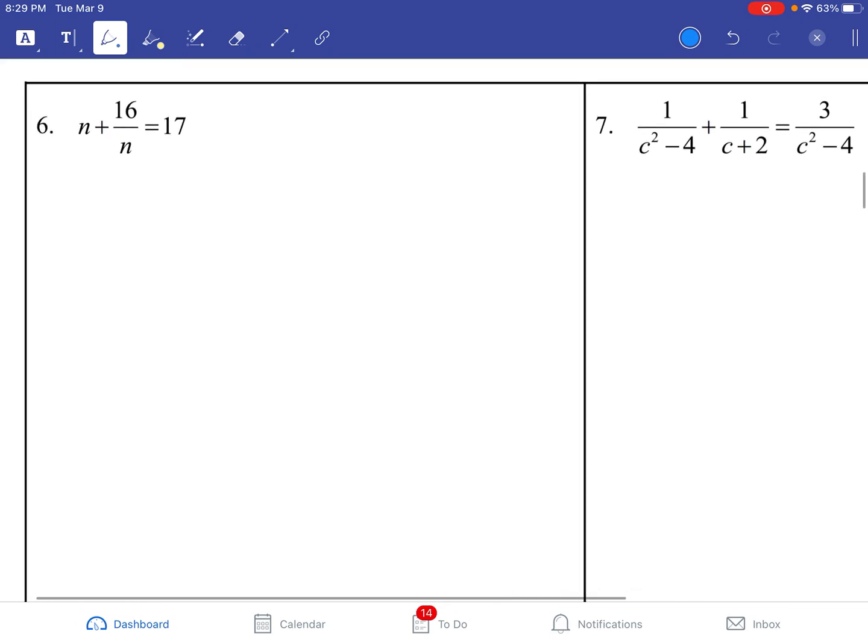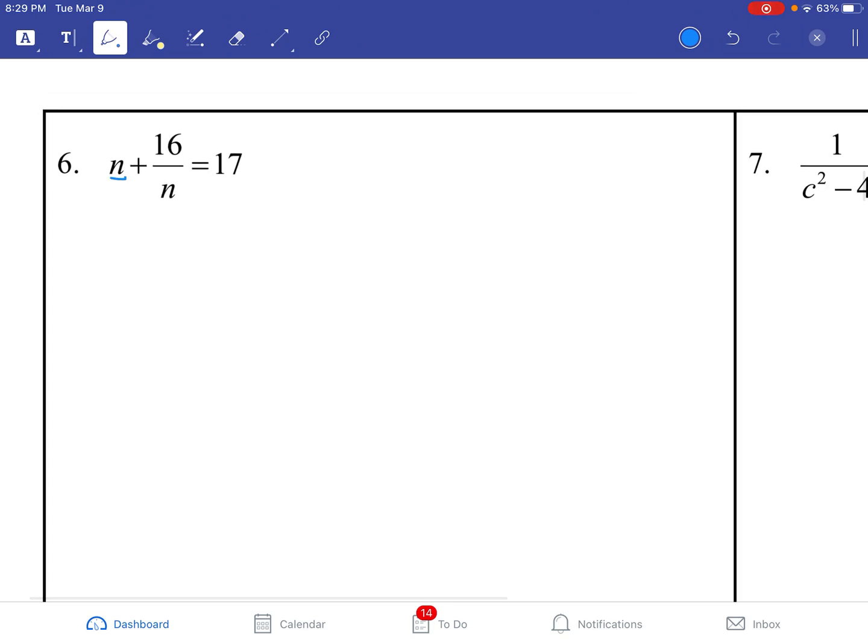Okay, so number 6, our domain restrictions. These are fractions, the n and the 17. It's just that they have 1 as their denominator. So that doesn't factor into our domain restrictions. The only restriction we have is n equals 0, which means n cannot equal 0.